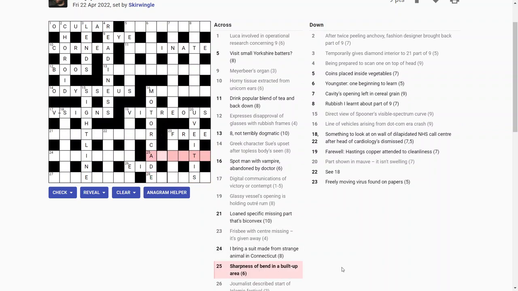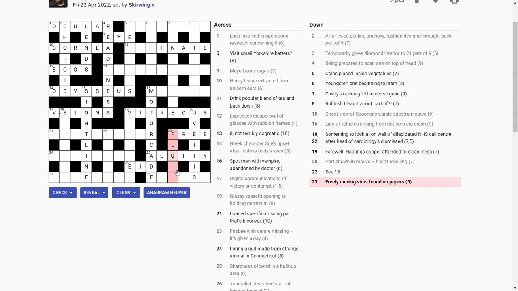Sharpness of bend in a built-up area. A built-up area, surely city. A city. And a bend is, what, an L or a U? Because it looks like a bend. Acuity, is that a word? Bellet is a city with a bend, a U, acuity. Pretty sure that's a word.